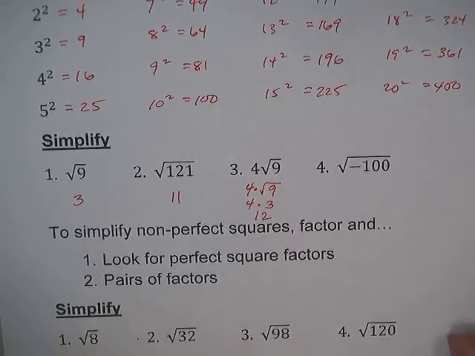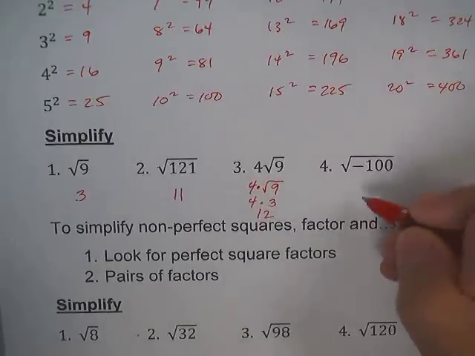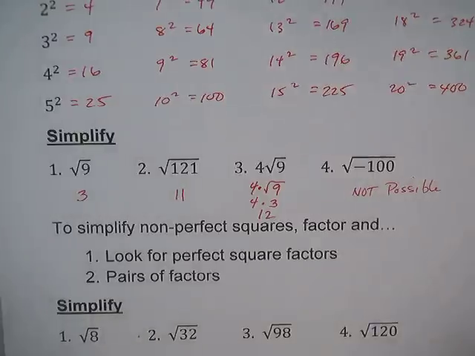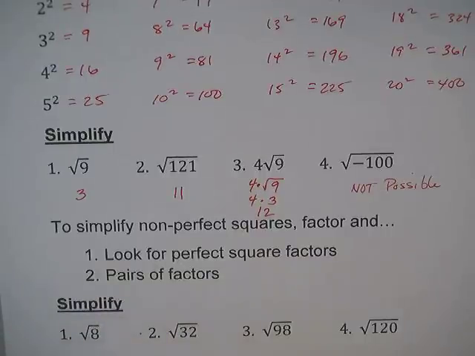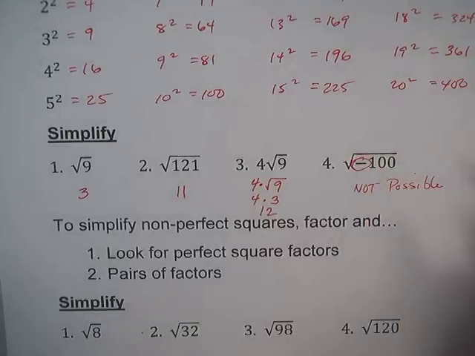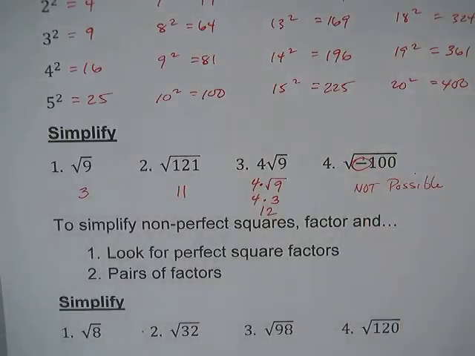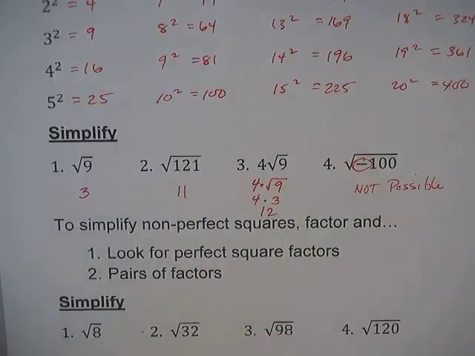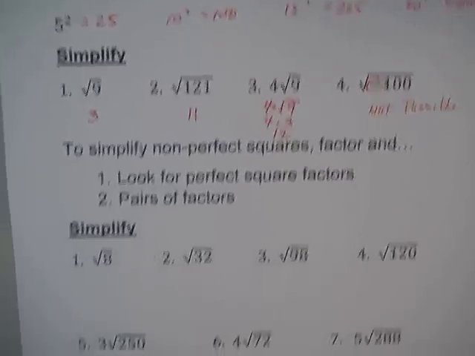Okay. Number 4, the square root of negative 100. Well, this one is, hopefully you were thinking this, not possible. Why is that not possible? It's not possible because there's no number times itself that will get us back to negative 100. And this is a big thing right here. If we have a negative number inside that square root, that's always impossible. So as soon as you see that, okay, your life's pretty easy. You can just simply write down not possible and move on. Okay, so that's the easy stuff.